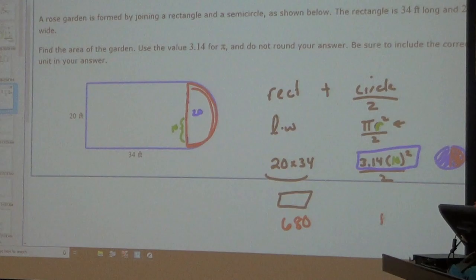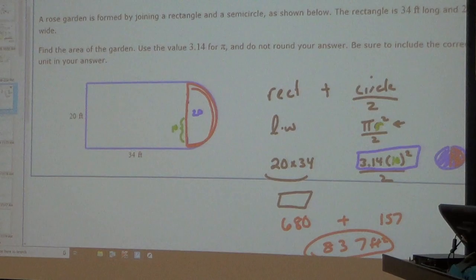And then I have to ask myself, am I adding or am I subtracting? I am adding, so there's my answer. And area is always squared units. They're not as bad once you understand what you're doing.